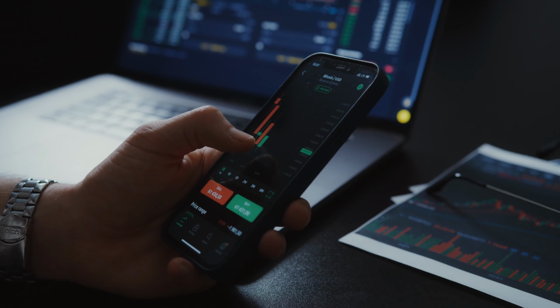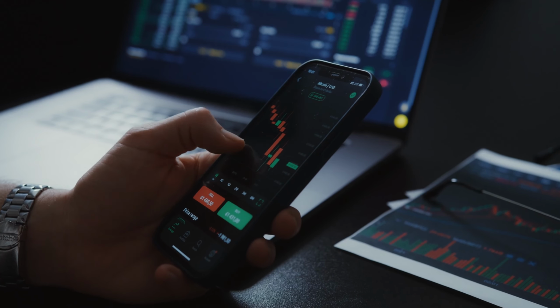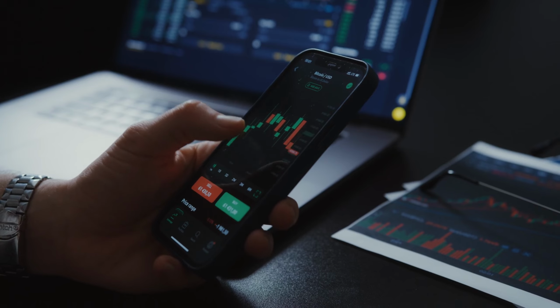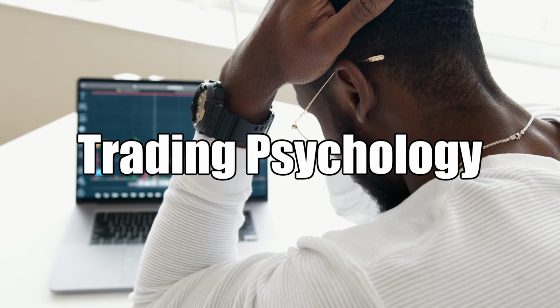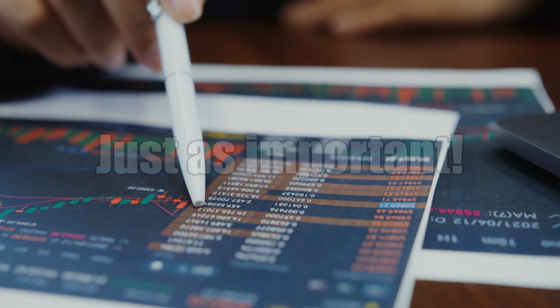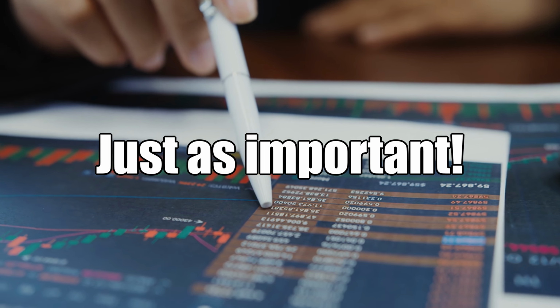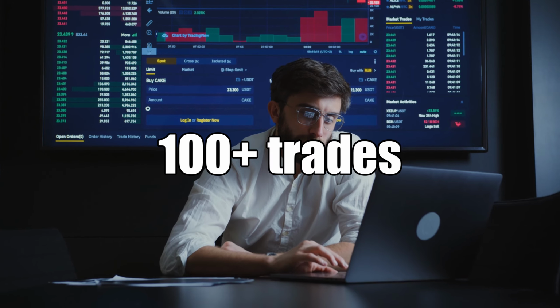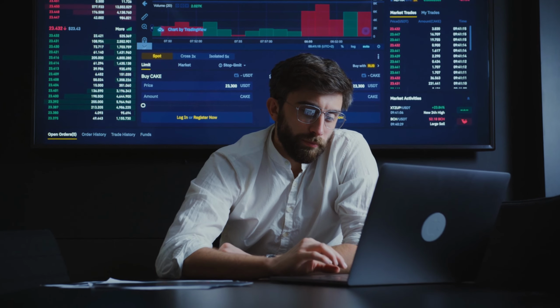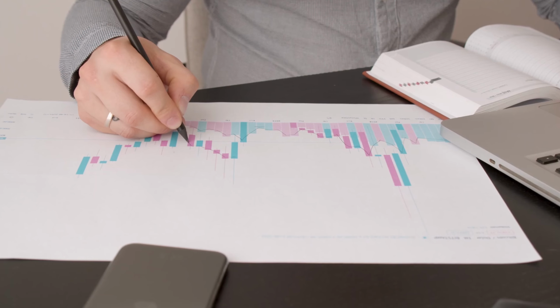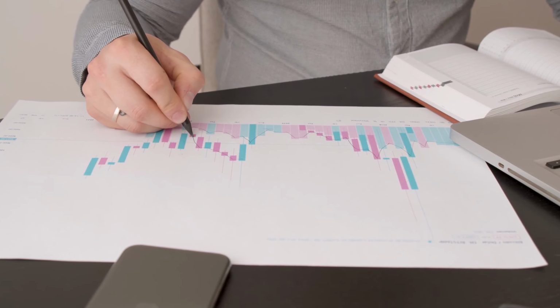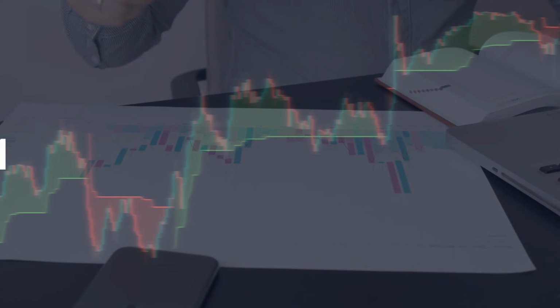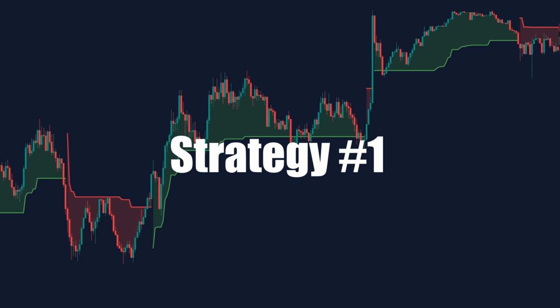Now, as I said, I will show you a few ways that you can use this indicator to trade. But first, I want to remind you that trading psychology and risk management are just as important to your success as a good strategy. So keep in mind to backtest the strategies for at least 100 trades and forward test them on demo before trading live. Also keep in mind to manage the risk based on your account balance. With that said, let's look into the first strategy idea.